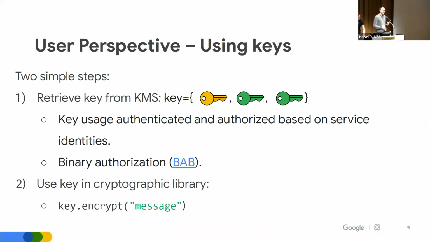So when a user has set up a key, they only have to do two simple steps. First, they have to retrieve the key. And when I talk about your key, it's typically a set of keys, so we usually abstract this away for the user. Every time I talk about a key, think about it as a set of keys. For this, the authorization and authentication is typically based on the service identity. And we also do something called binary authorization, which is very interesting, but a topic for another talk.